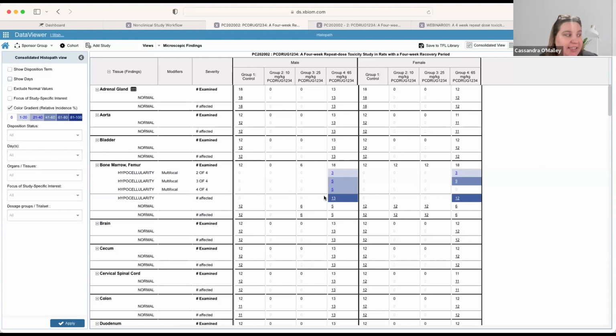there's a fairly high incidence of hypocellularity in the femoral bone marrow for the group 4 males, with 13 out of 18 subjects evaluated having findings here. So this is going to summarize all of your SEND dataset into the exact report, and it easily rebuilds the report tables.